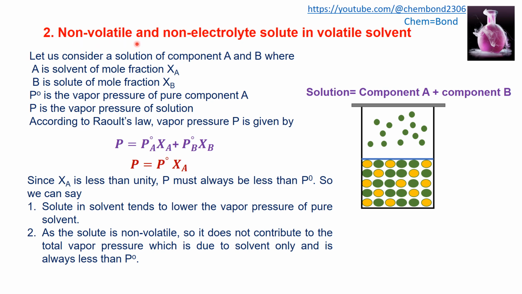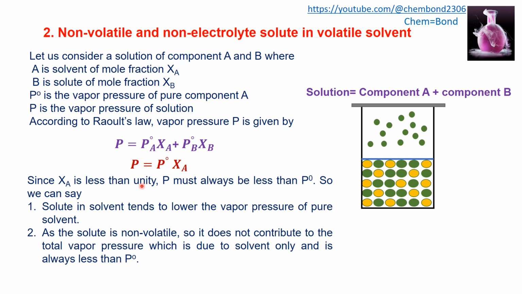Second case is non-volatile and non-electrolyte solute in volatile solvent. So we will make a solution in which the solvent is volatile while the solute is non-volatile. As shown in this diagram, the vapors are produced from solvent only and there is no vapor contribution from solute. So from Raoult's law, the vapor pressure P is given by P naught A XA plus P naught B XB. Here this term will be 0 because there are no vapors produced from the solute. So we will get P is equal to P naught multiplied by XA.